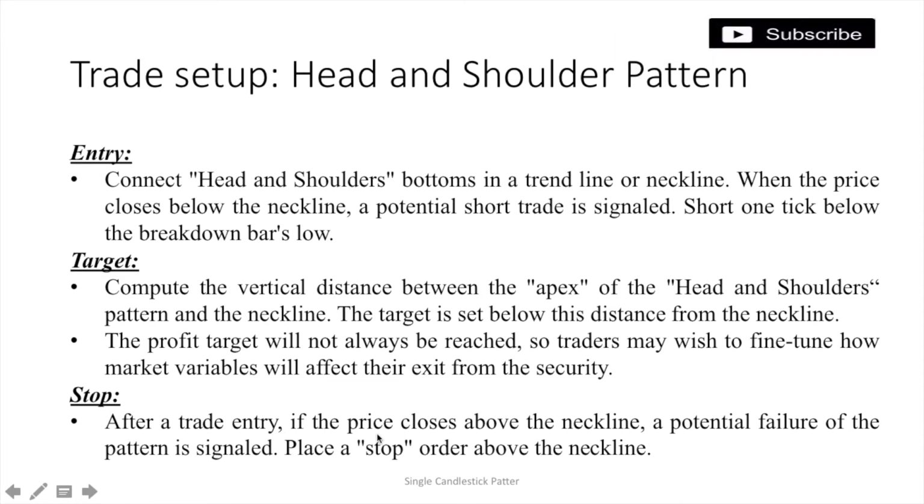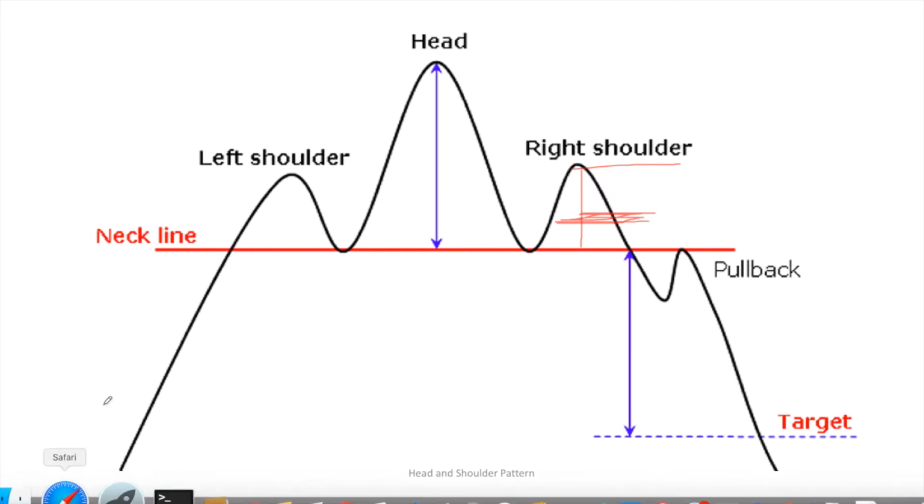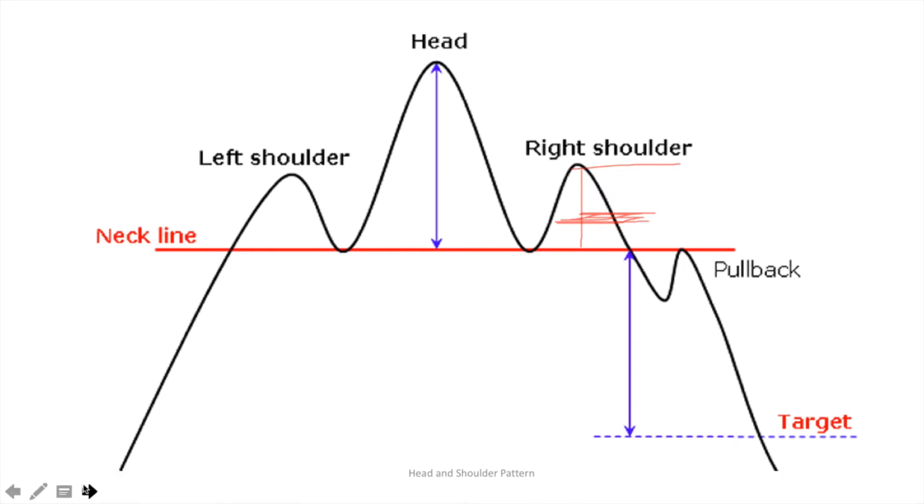After the trade entry, if the price closes above your neckline, that is a failure of the pattern, so place a stop loss above the neckline. Normally we keep the stop loss at 50% of the difference, or according to your risk management you can take the height of the right shoulder also, but it's a very large stop loss, so normally we just place it above the neckline. Hope it's clear. So we will see with the help of an example.